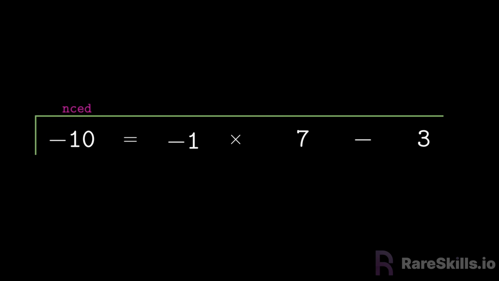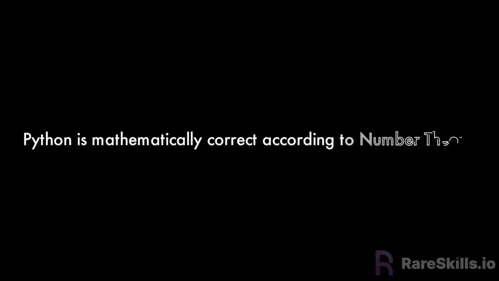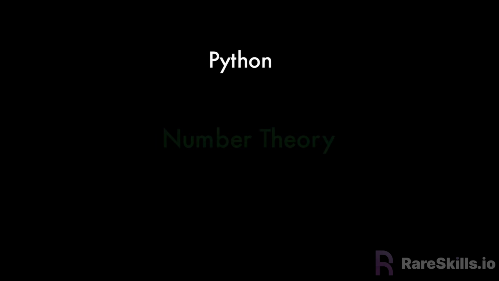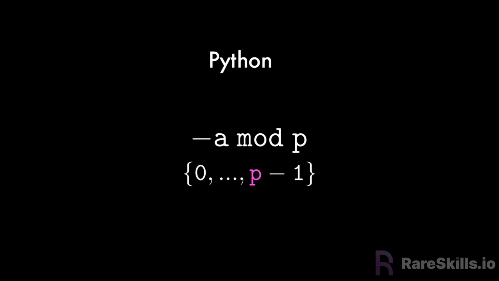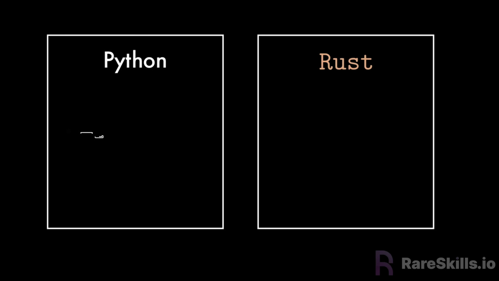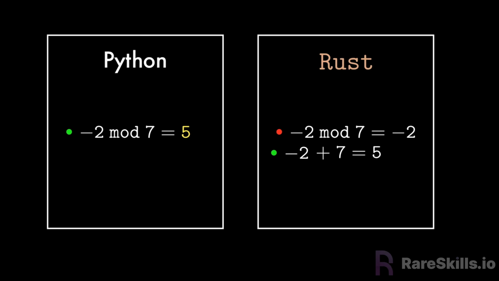But mathematically, the correct answer according to number theory is what Python gives us. A negative number modulo a positive number should always be in the range 0 to p minus 1. However, you can get the correct answer from Rust just by adding p to the answer. For example, -2 modulo 7 is 5, but Rust returns -2. If we add 7, which is our prime number, to the -2 we got back, the final result will be 5, which is the correct answer.